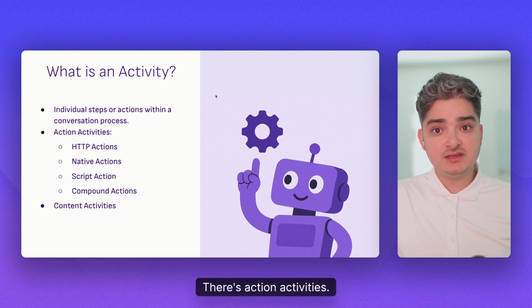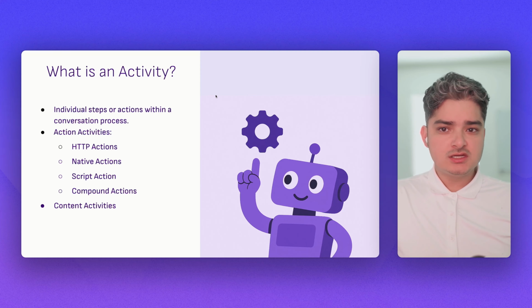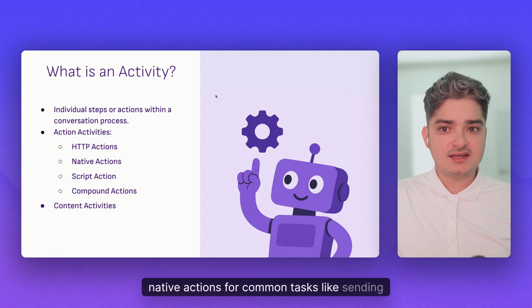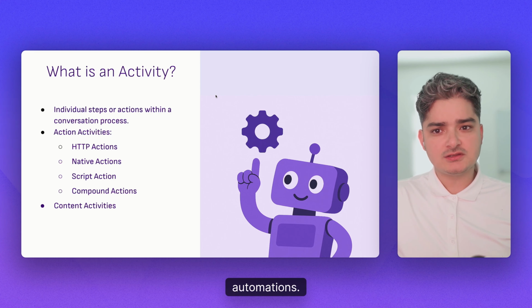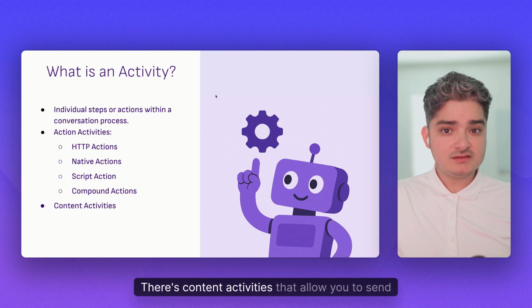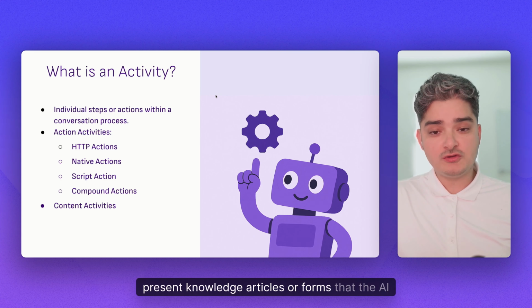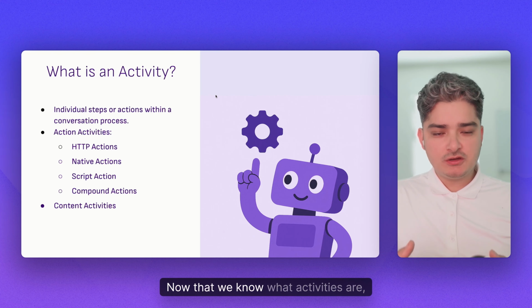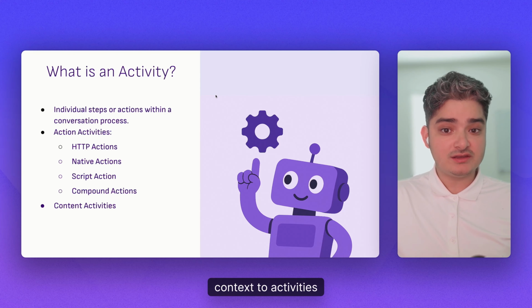There are action activities that allow you to trigger HTTP actions for external systems, script actions for custom data processing, native actions for common tasks like sending notifications, and compound actions for complex action automations. There are content activities that allow you to send messages to the user, present knowledge articles or forms that the AI assistant has ingested.